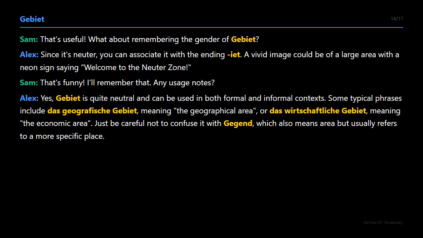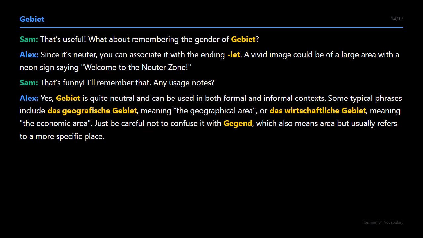That's useful. What about remembering the gender of Gebiet? Since it's neuter, you can associate it with the ending -et. A vivid image could be of a large area with a neon sign saying "Welcome to the neuter zone." That's funny. I'll remember that.